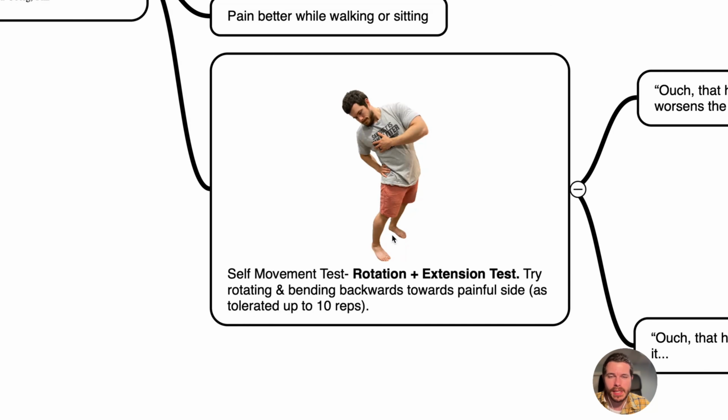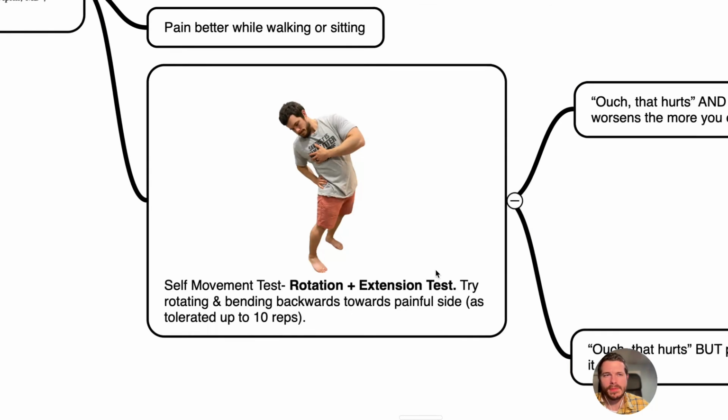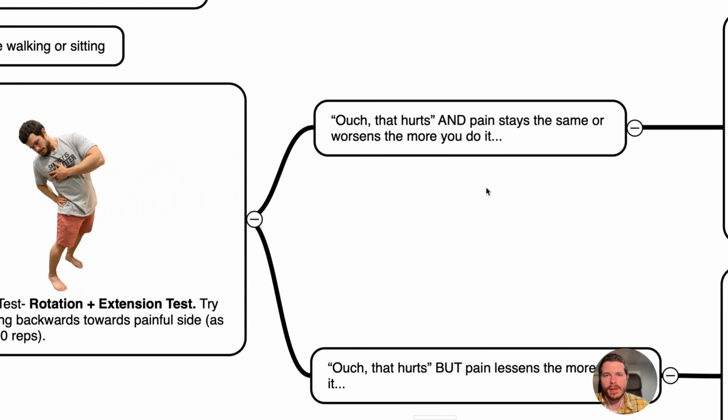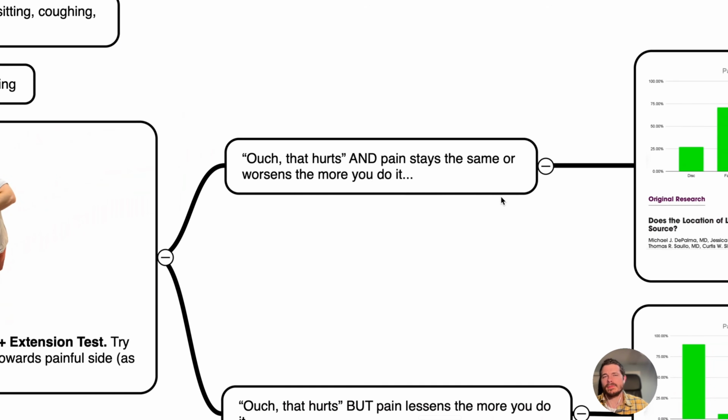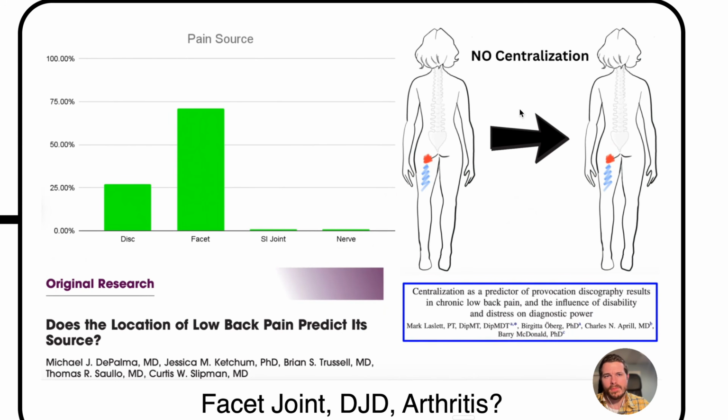But what you could do is a rotation extension test. It's a self-movement test. So it appears as though bending backwards one way does bother you, but you could go further. You could do it repeatedly. Usually this is to the painful side. Rotate, extend, try it for up to 10 reps if tolerated, and see what happens to your sits bone pain. Ouch, that hurts. And you know what? It doesn't get better, or it gets worse. The symptoms haven't moved. There's no movement or rapid reduction in symptoms. There's no centralization that occurred. Facet joint problem would go up as far as the probability.